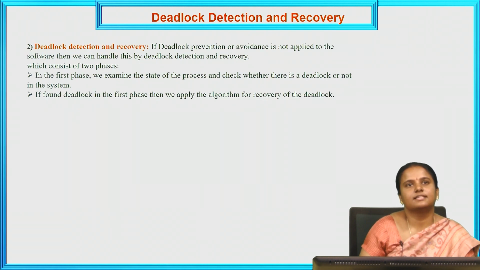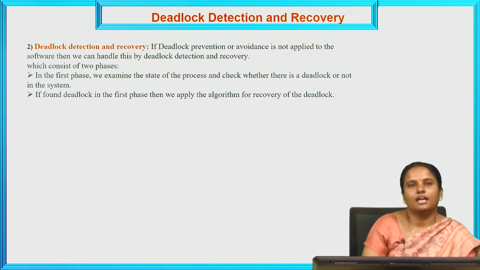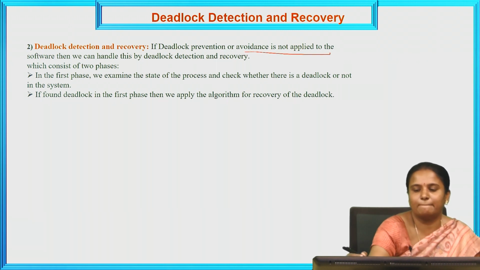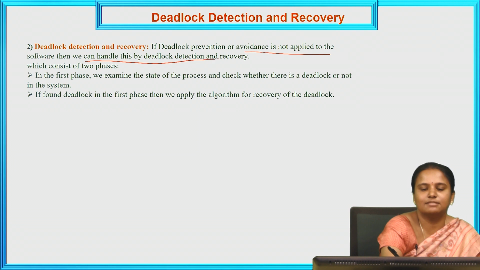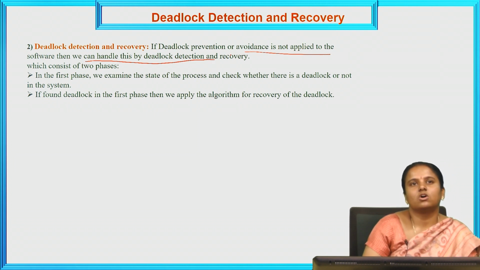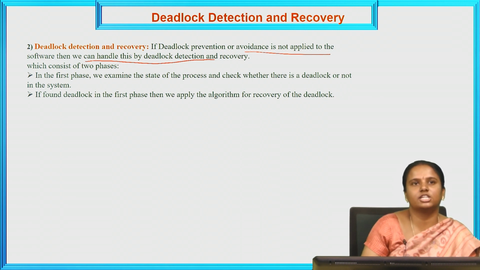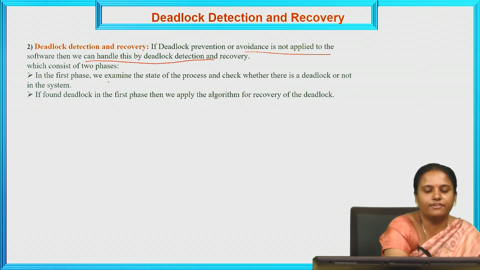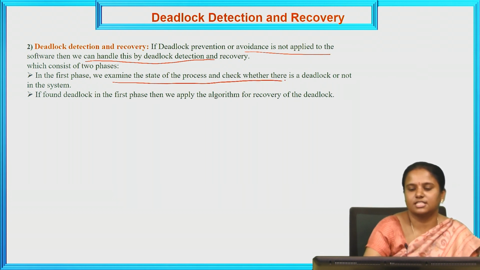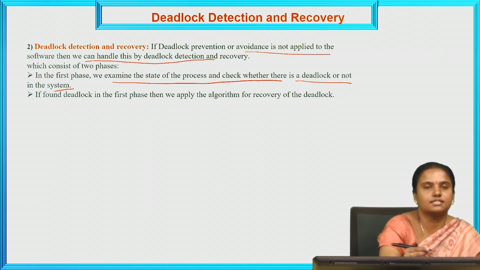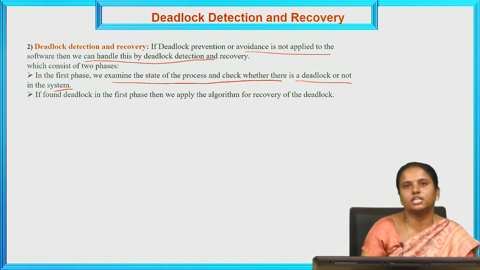So the next method is deadlock detection and recovery. If deadlock prevention or avoidance is not applied to the software, then we can handle this by deadlock detection and recovery. So until the first method, prevention or avoidance, is applied, we can apply detection and recovery. What are the 2 phases? In the first phase, we examine the state of a process and check whether there is a deadlock in the system. That is the first phase of detection and recovery.